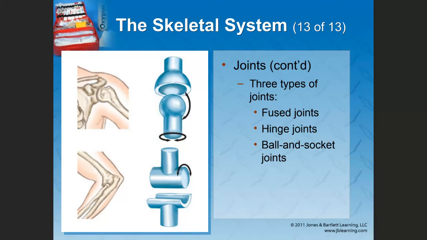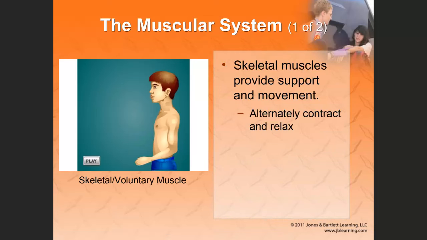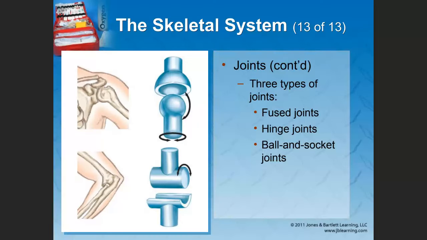Right? Some joints that you need to be familiar with: fused joints, hinge joints, and ball and socket. And it's really the categories that the joints fall in, as I explained before. Joints with free motion, joints with limited motion, and joints with no motion. And that would be the skeletal system.